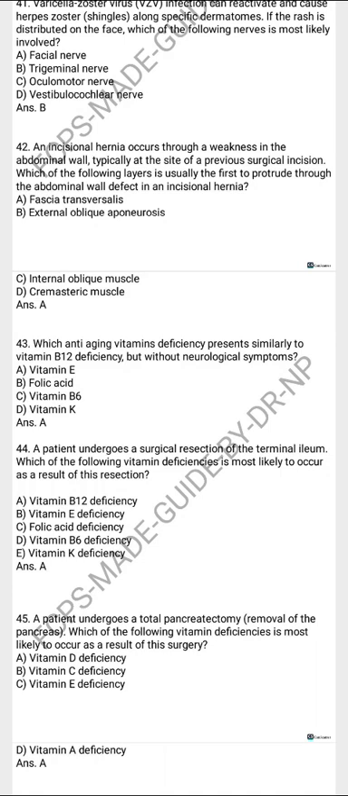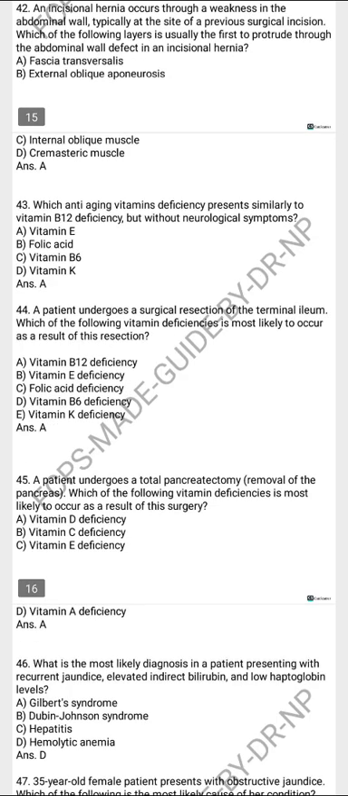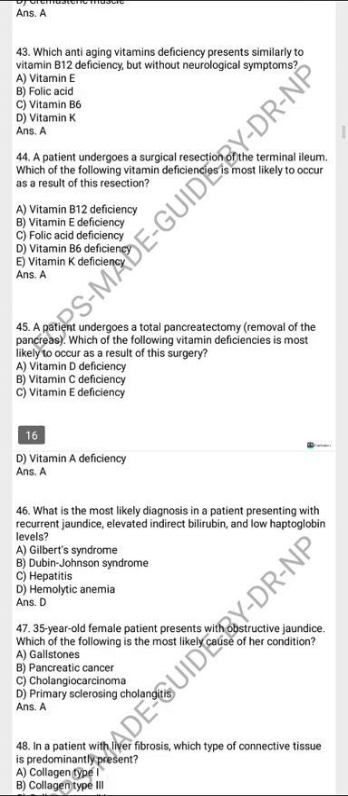Which anti-aging vitamin deficiency presents similar to vitamin B12 deficiency, but without neurological symptoms? Vitamin E. The patient undergoes a surgical resection of the terminal ileum. Which of the following vitamin deficiencies is most likely to occur as a result of this resection? Vitamin B12 deficiency. The patient undergoes a total pancreatectomy. Removal of the pancreas, which of the following vitamin deficiencies is most likely to occur as a result of this surgery?